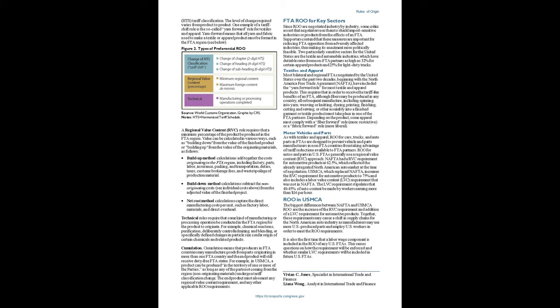RU in USMCA. The biggest differences between NAFTA and USMCA RU are the increase of the RVC requirement and addition of a LVC requirement for automotive products. Together, these requirements may cause a shift in supply chains for the North American auto industry as manufacturers may use more U.S.-produced parts and employ U.S. workers in order to meet the RU requirements. It is also the first time that a labor wage component is included in the RU of any US FTAs. This raises questions on how the requirement will be enforced and whether similar LVC requirements will be included in future US FTAs.